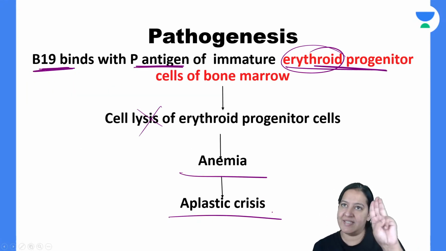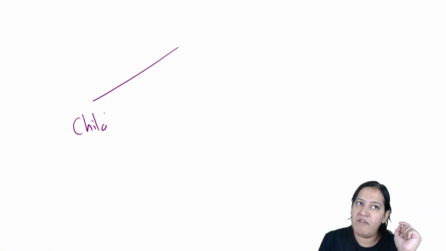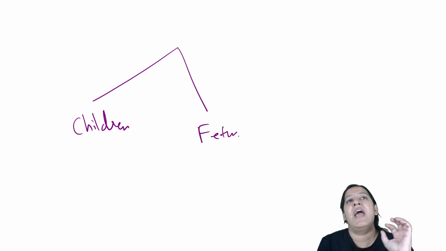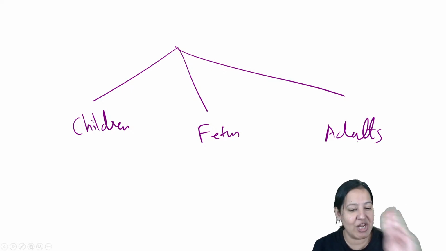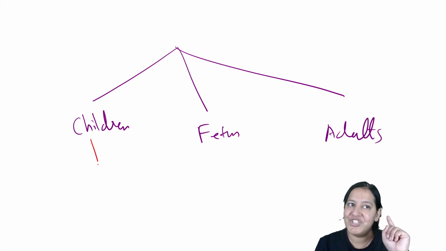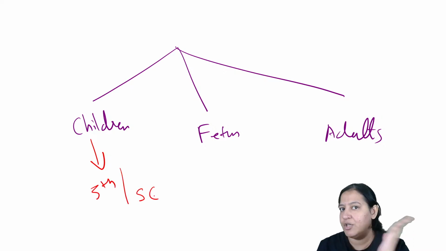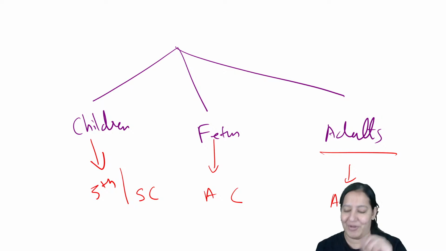So I will tell you 3 diseases. Name the disease caused by parvovirus in children. Name the disease caused by parvovirus in fetus. And name the disease caused by parvovirus in adults. Can you name them? 3 questions, 3 answers. Anyone? So in children, it causes fifth disease, also known as slapped cheek. You know, गाल पे चांटा मारा. In fetus, it causes aplastic crisis. In adults, it causes arthralgia. Okay, I will show you all.